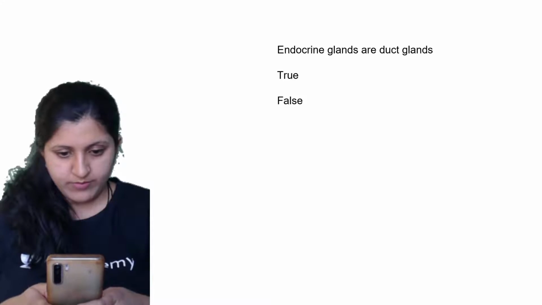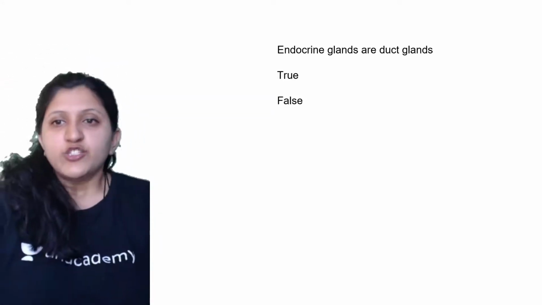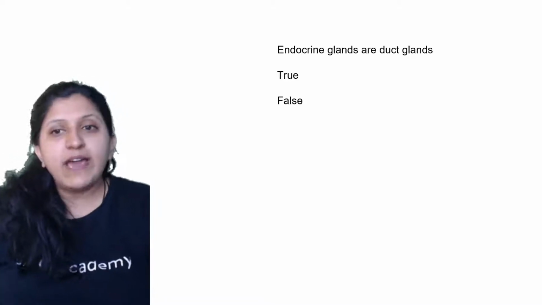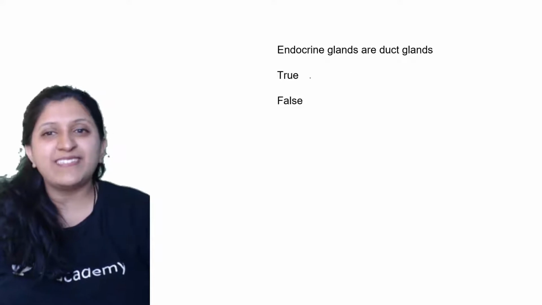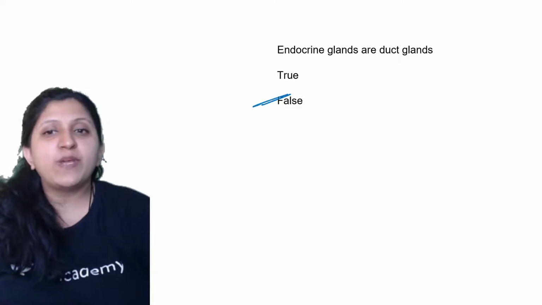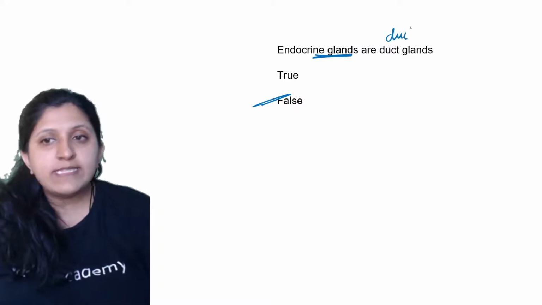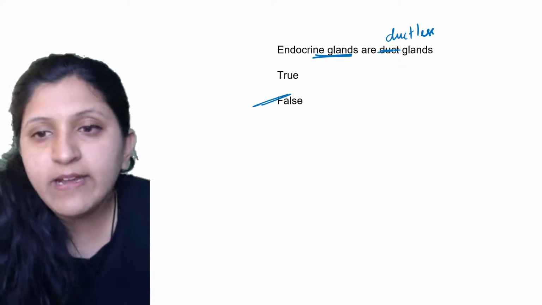All right. So endocrine glands are duct glands. Are they duct glands or ductless glands? Whether this one is true or false. This is false, because endocrine glands are ductless glands, because they do not have a duct. So this is a ductless gland.